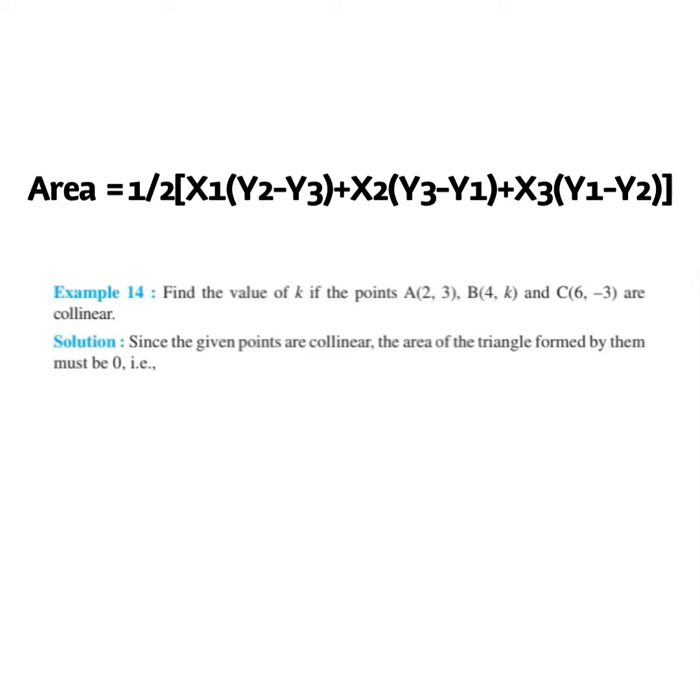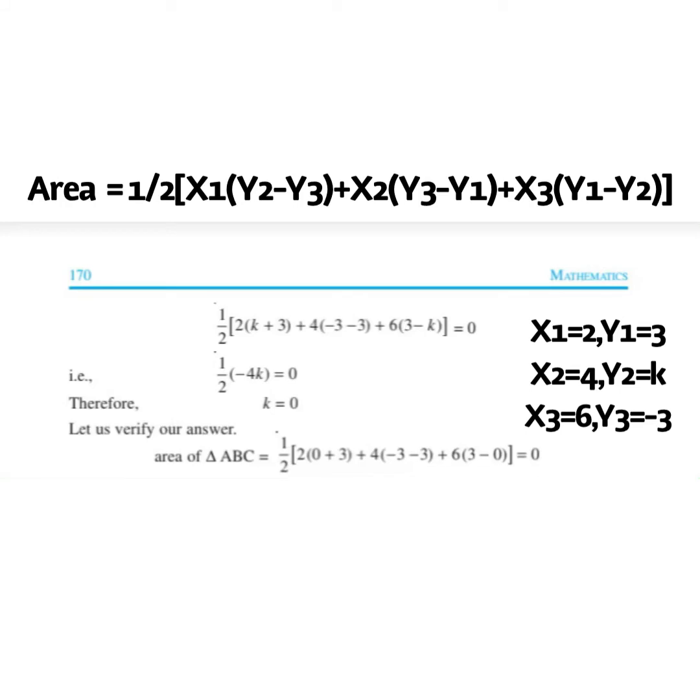Three points are given to us, and it is also given that the points are collinear, which means that the area of the triangle is 0. So here x1 is 2, y1 is 3, x2 is 4, y2 is k, x3 is 6 and y3 is equal to minus 3, and the area of the triangle is 0.